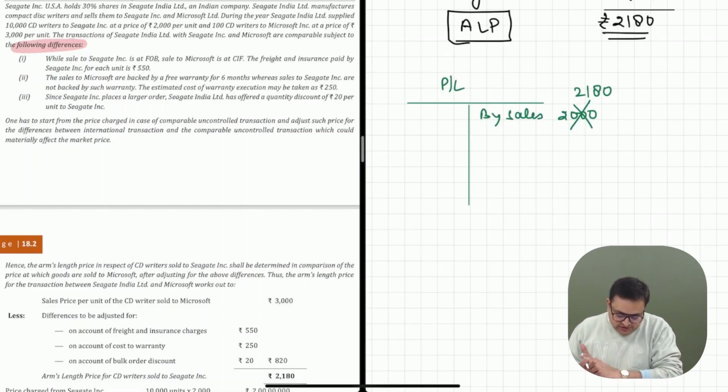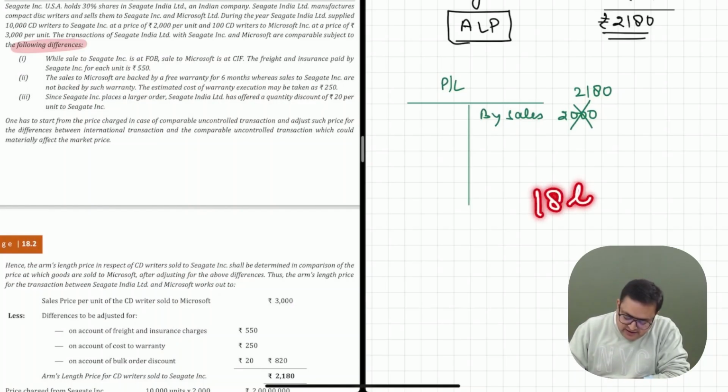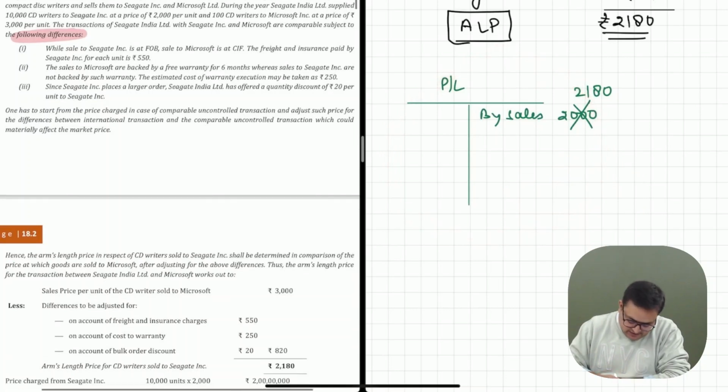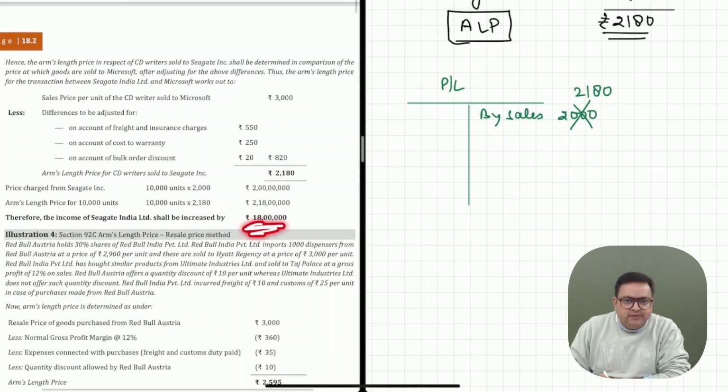Now, my question, so the answer would be how much? 2180 minus 2000, that is 180, into 10,000. It would be 18 lakh rupees, right? So 18 lakh rupees actually we will be adding. The net effect would be 18 lakh rupees. We will be adding it in the profit of Seagate India. So 18 lakh rupees will be added to the profit of Seagate India.